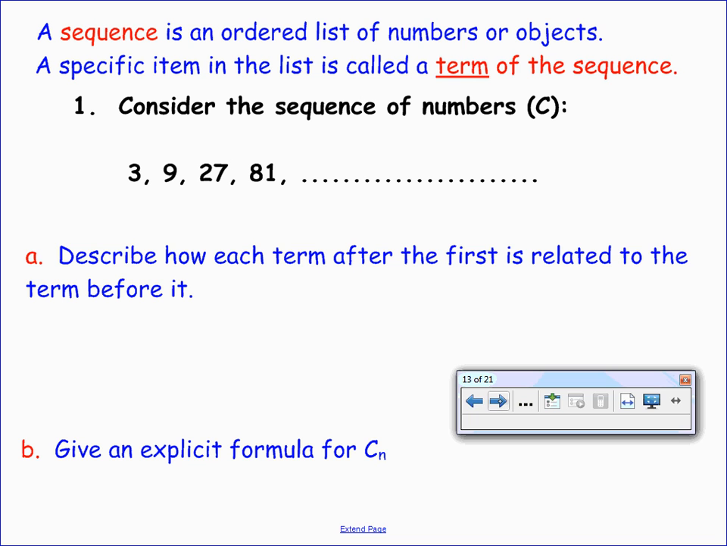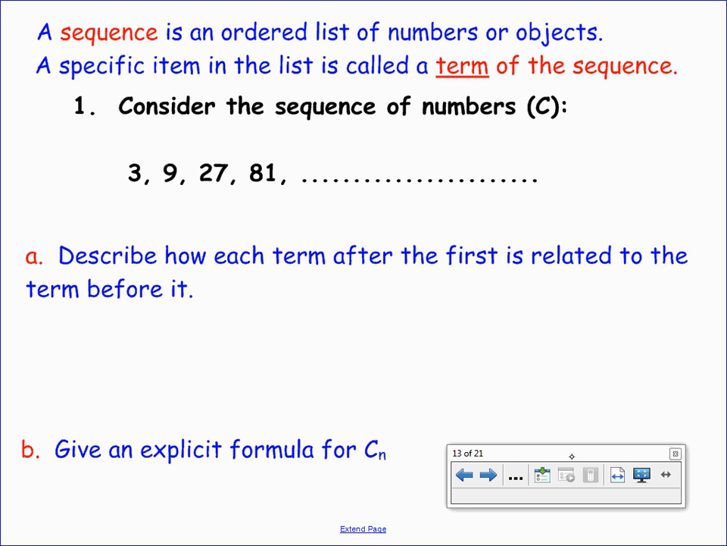So on your note sheet, I'd like everybody to find our sequence definition. A sequence is an ordered list of numbers or objects. So this list of numbers, 3, 9, 27, 81, and so on, that's a sequence because it's a list of numbers. A specific item in the list is called a term of the sequence. The third term of this sequence would be 27.